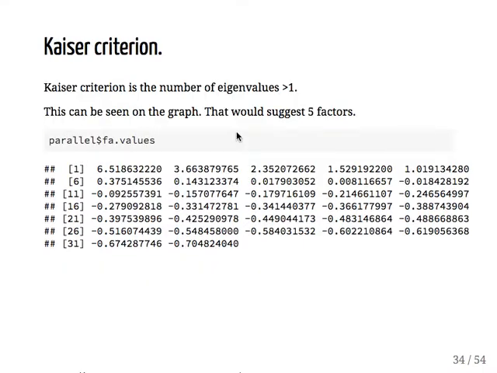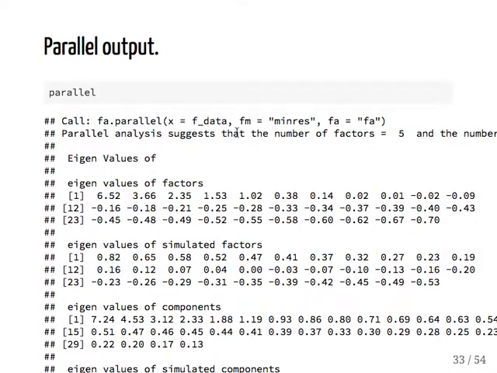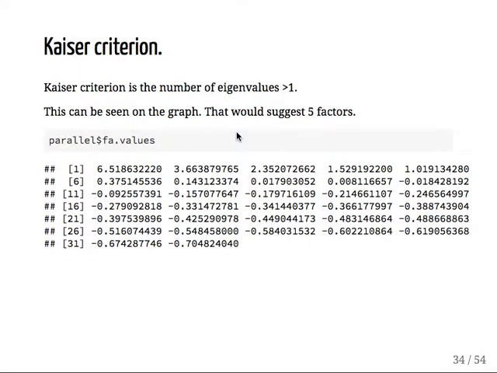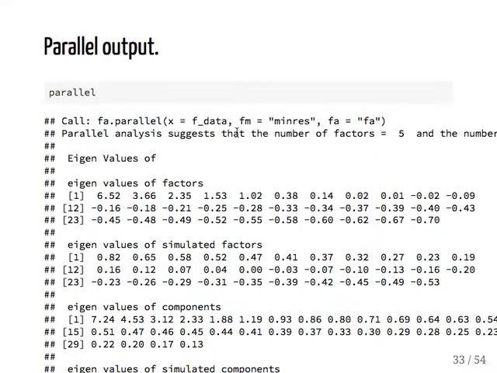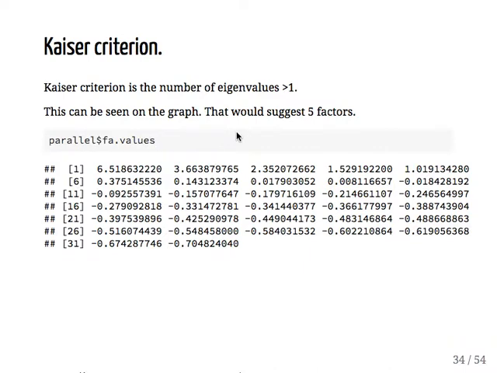So Kaiser criterion, we saw that on the graph. We can also extract them all from our object by just using the dollar sign, we can say fa.values, and then it will print the eigenvalues, and we can see this is the 1.02 that we had here. In this case, we can also see it on the graph because we had this line, the 1 line, and this triangle is still slightly above 1. So that's where we would draw the cutoff, and so the Kaiser criterion here would also say we would extract 5 factors.